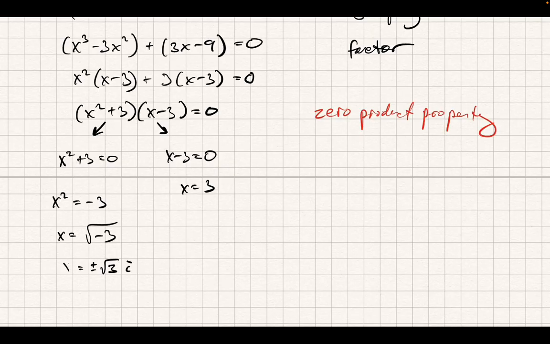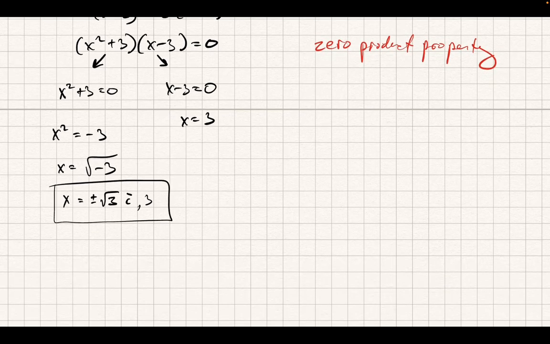Wacky. What's my list of solutions? 3, comma, plus or minus square root of 3i. Yeah. Woohoo. Alright, you wanna try one?